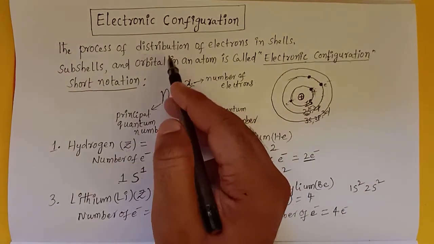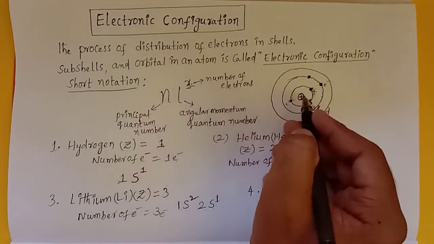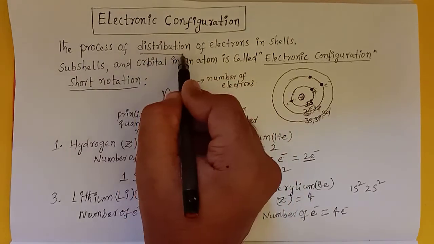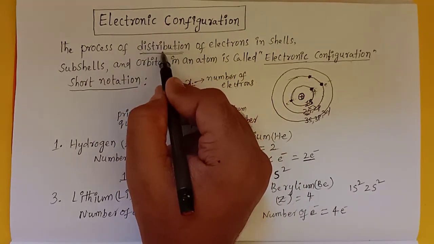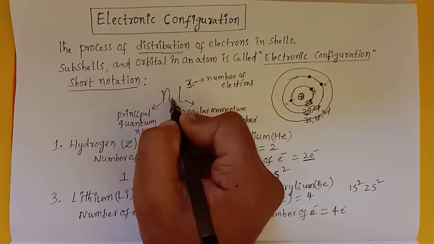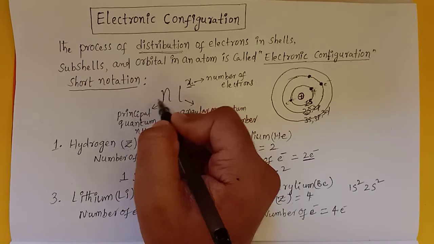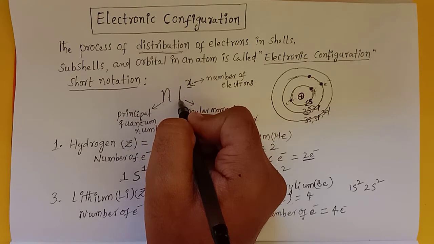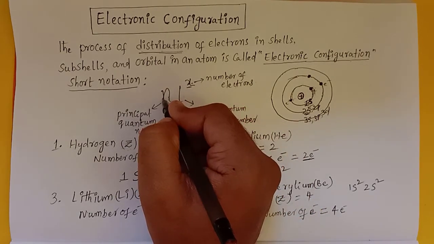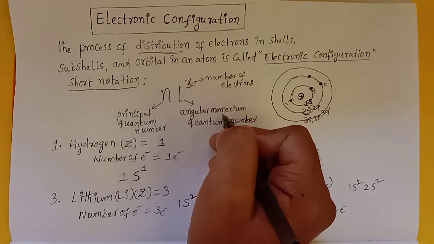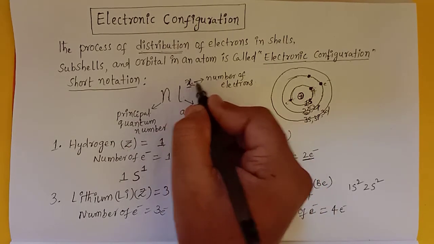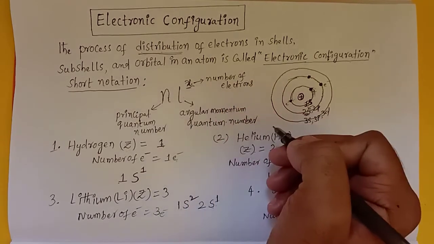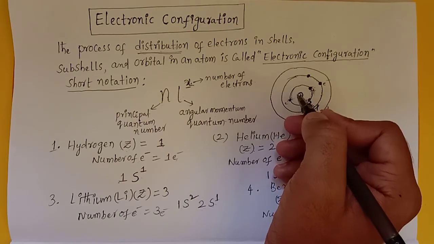This is overall about how to write the electronic configuration of an element. So electronic configuration is nothing but the distribution. We can arrange the electrons by using the short notation n, l, x, where n indicates shell, l indicates subshell. Or else we can say n indicates principal quantum number, l indicates angular momentum quantum number, where x indicates number of electrons. So this is how to fill the electrons in the atom. So thank you.